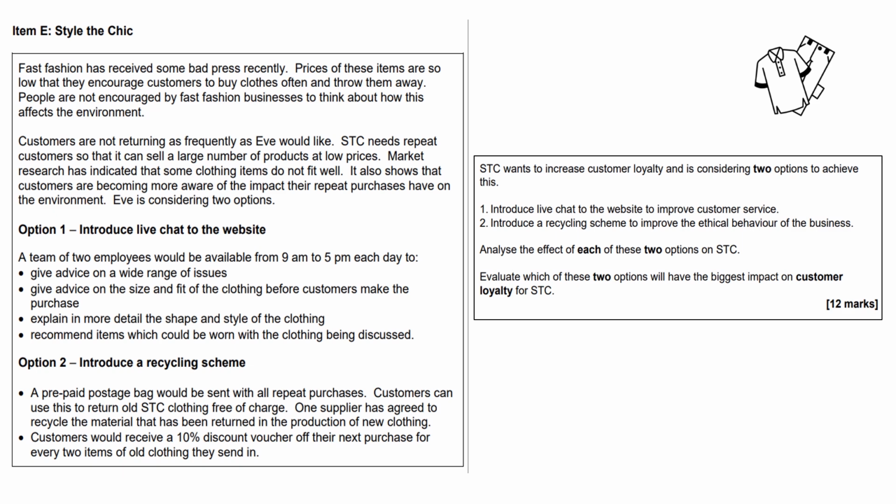Or option 2, introduce a recycling scheme. A prepaid postage bag would be sent with all repeat purchases. Customers can use this to return old STC clothing free of charge. One supplier has agreed to recycle the material that has been returned in the production of new clothing. Customers would receive a 10% discount voucher off their next purchase for every 2 items of old clothing they send in. So you now need to analyze the effect of each of these two options on STC and evaluate which of these two options will have the biggest impact on customer loyalty for STC.